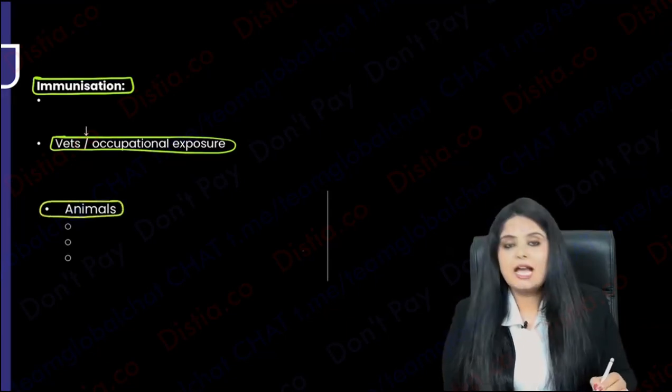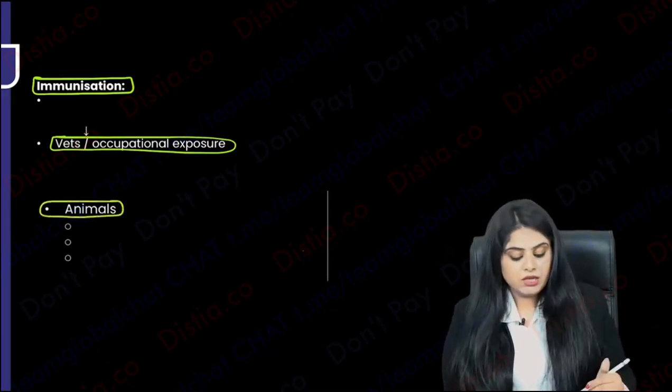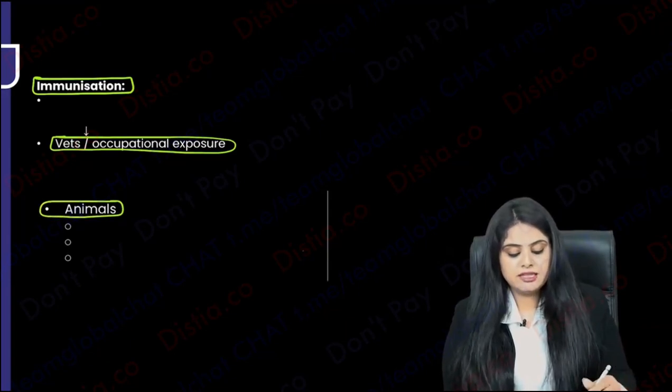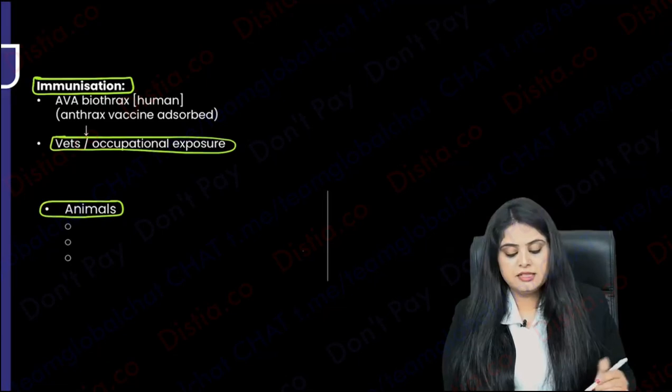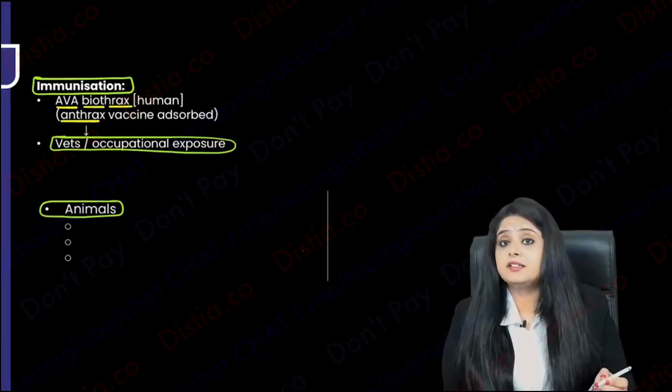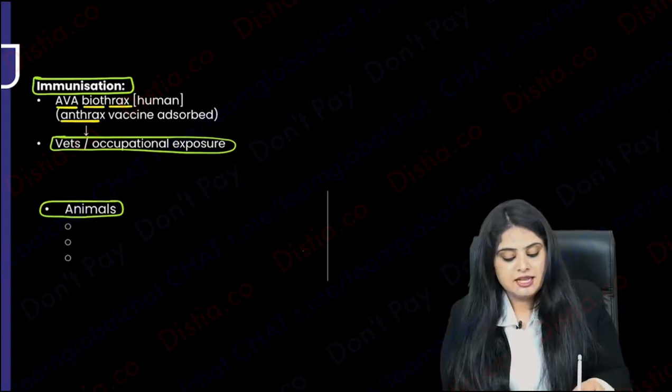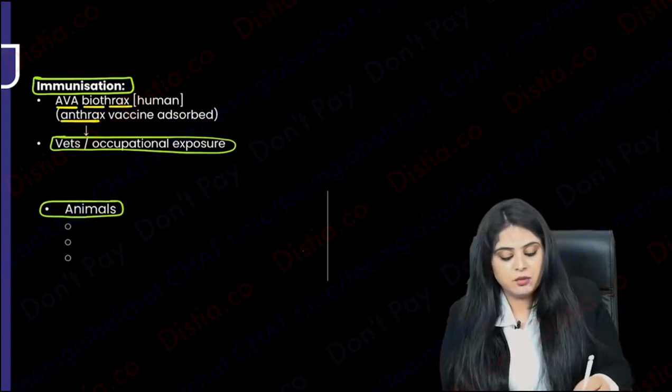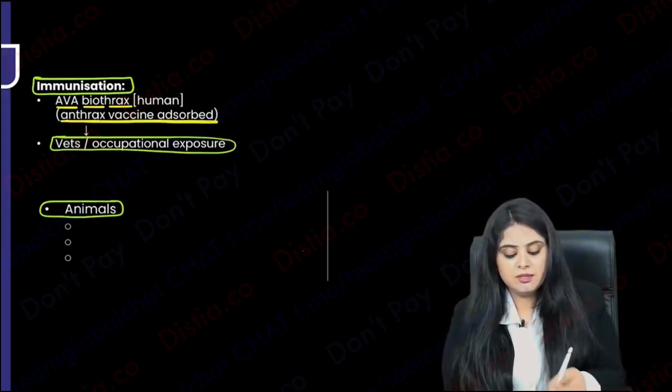the immunization of the animals is also going to happen. What happens in the humans is known by a name you will be able to guess, guys. That is known as AvaBiothrax. So AvaBiothrax tells me it is the anthrax vaccine, but it is the human anthrax vaccine, and it is the anthrax vaccine adsorbed. Okay, so this is what you have to learn.